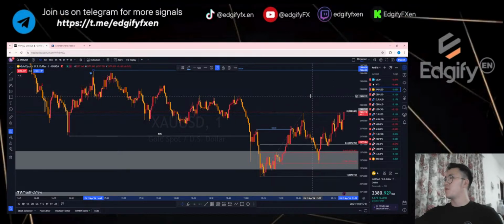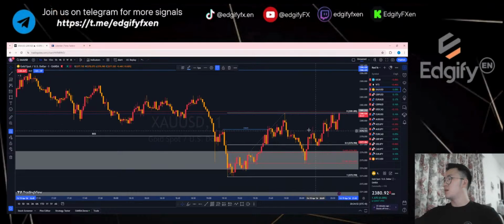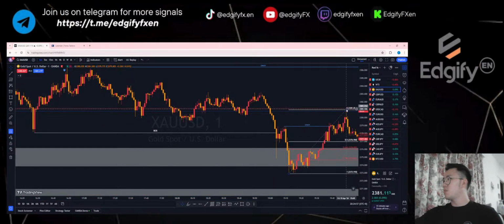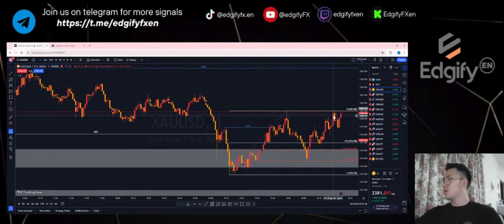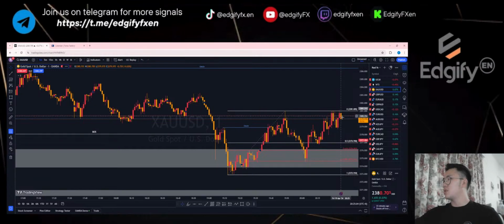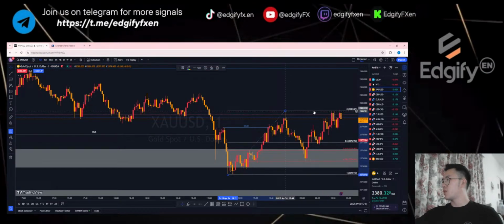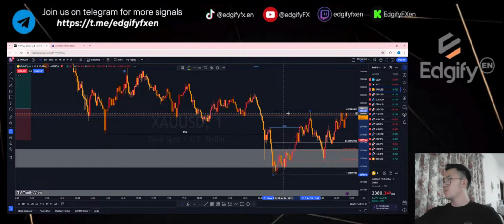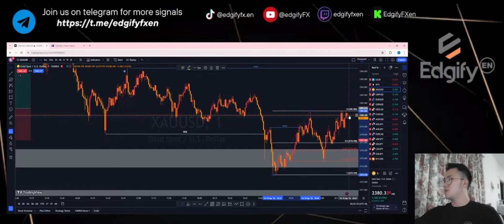Basically, 2386.42. This level needs to be broken before we can start looking for a buy. Because if you look at this here, price came up, it reverses. It came back, rejected a little, came back, rejected. The third time it came back, it's still rejected, and now it's the fourth time. The candle still closed below this price zone. Closes below 2381.